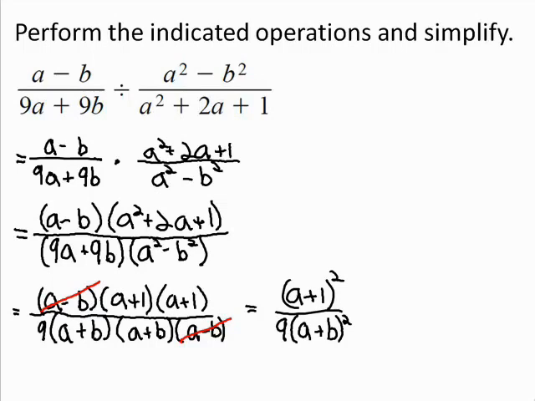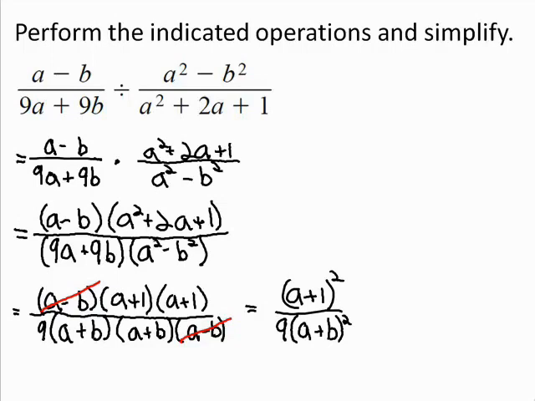This expression has to have the same domain as the original expression. In the original expression, there is an a minus b in the denominator, so a minus b cannot be equal to 0. Also, before inverting the divisor, a squared plus 2a plus 1 was in the denominator. This factored into a plus 1 times a plus 1, so a plus 1 cannot be equal to 0.